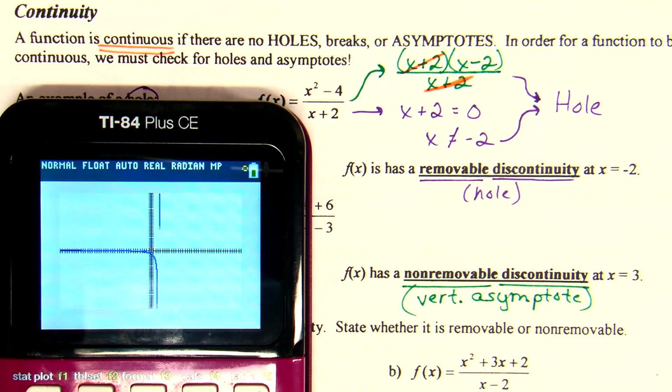The examples want to know, determine where the function has a discontinuity and state if it's removable or non-removable. So it's not asking, is there a discontinuity? It's saying where. And then what type is it? There are denominators, right? So there's definitely going to be a discontinuity. So how do I find where the discontinuity is?